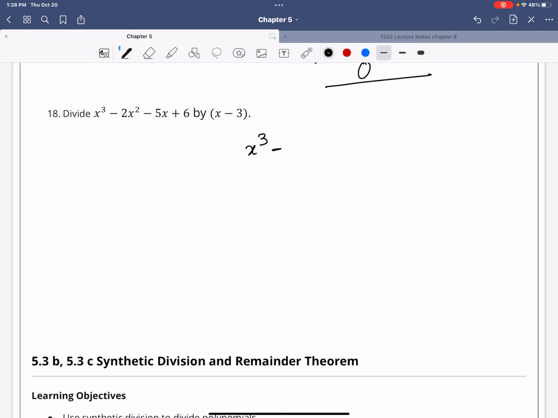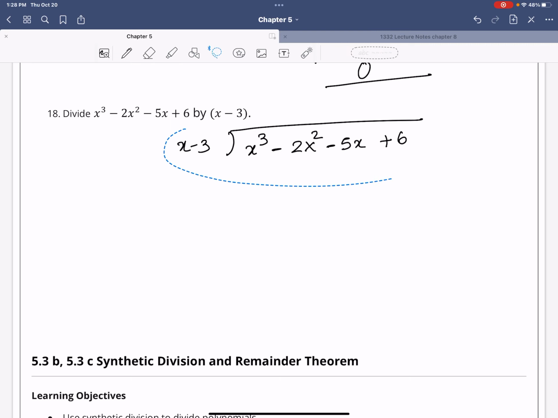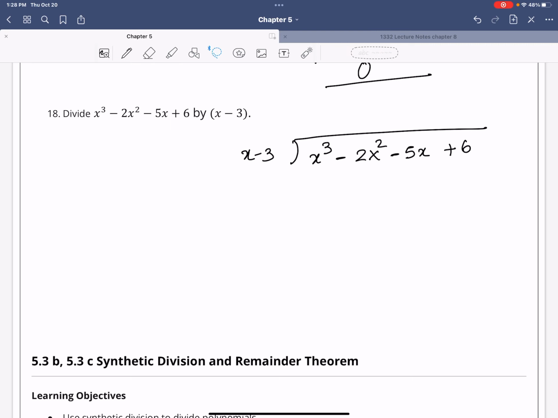X cubed minus 2x squared minus 5x plus 6. I'm dividing this with x minus 3. Let me move this to the side so it's easy for me. I'm going to take the first term into consideration. I'm going to see how many times x goes into x cubed, which is x squared times. And now I'm going to multiply x squared times x and x squared times negative 3. X squared times x is x cubed, and x squared times negative 3 is negative 3x squared.